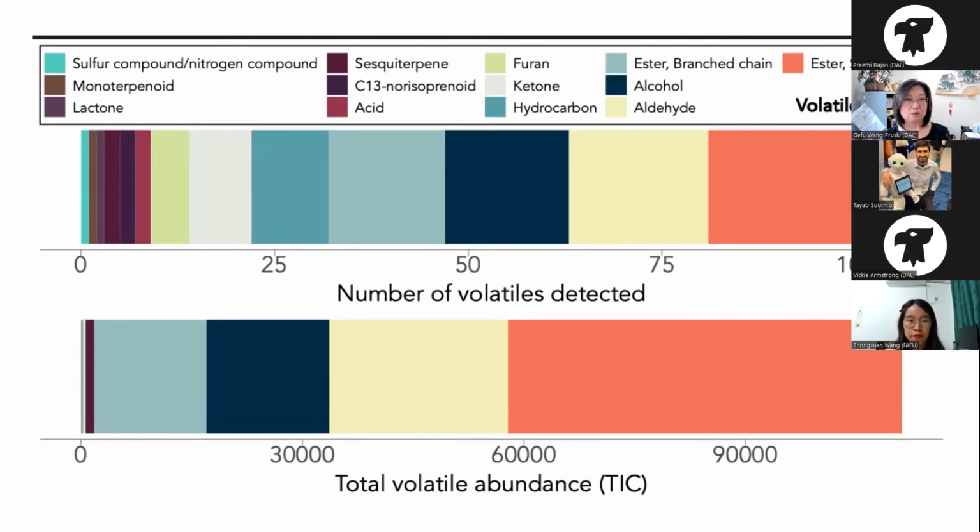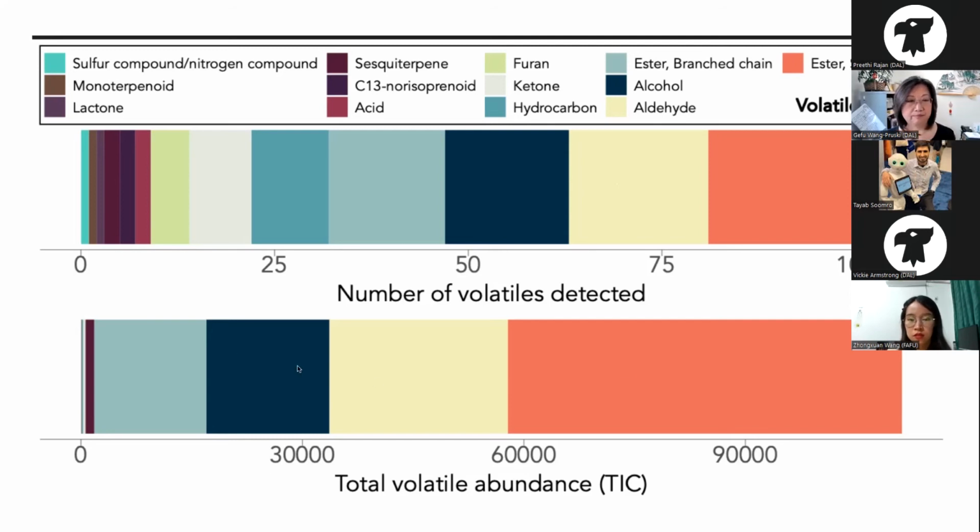We then assigned each of these compounds into different categories. In our data set, we have 13 different volatile compound categories, such as aldehydes, esters, alcohols, etc. In the first bar plot here, I've grouped the compounds into the categories and counted up the number of volatiles that belong to each category. And in the second bar plot, I summed up the abundance of each volatile category across all samples.